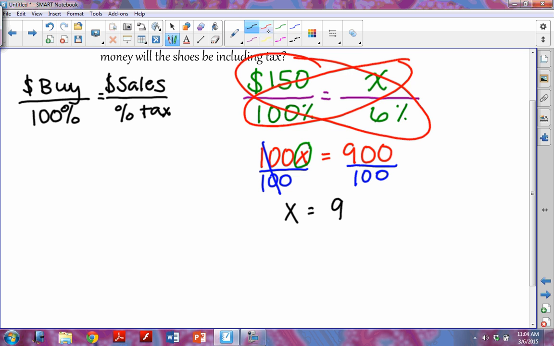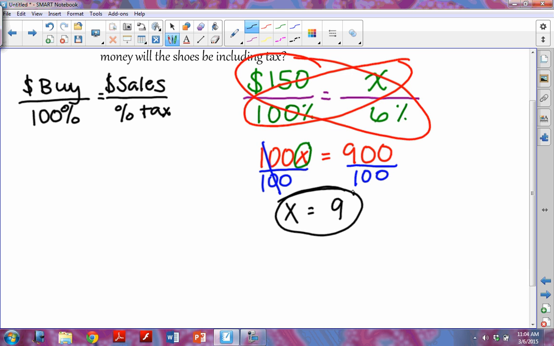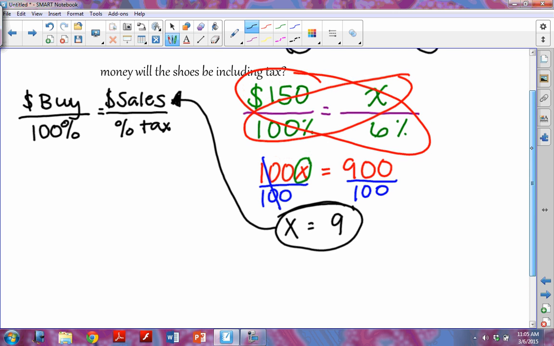So you're probably asking, Miss Pilcher, what does that 9 have to do with anything? Well, this 9 tells me that is how much money that I'm going to be paying in sales tax. It's not how much money I'm paying total. It's just telling me that the federal government is going to get $9 off of me buying this shoe.